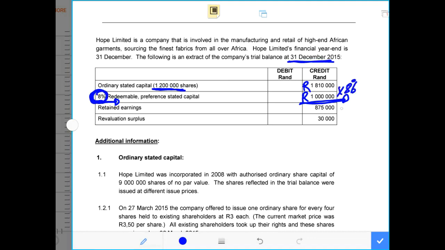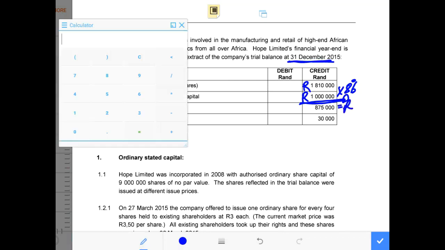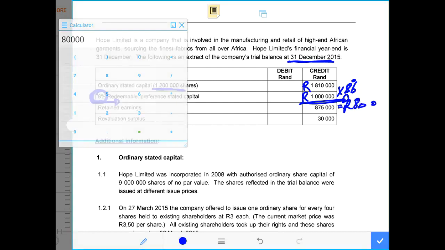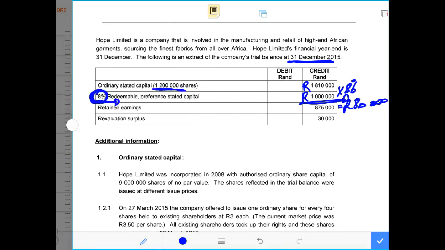And if we say 8% times 1 million rand, it will give us the amount of the preference dividends for the full year that the preference shareholders will be entitled to. Then if we multiply that by 8%, it will be 1 million times 8 divided by 100, so that we can see how much. So in this case, our preference dividends for the full year will be 80,000 rands. For the full year, take note of that. Therefore, that will be the preference dividends for a given full year.